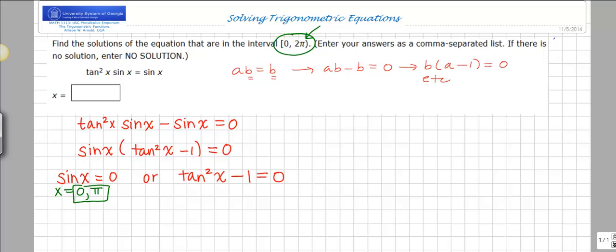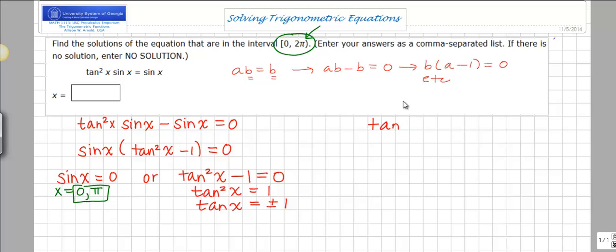Okay? All right, now tangent squared x minus 1 equals 0. I showed you earlier that if you have a square term that you can legitimately isolate, no other variable terms, then you can use the square root property and take the square root of each side. And in this case, we get that we want where tangent of x equals either plus or minus 1.